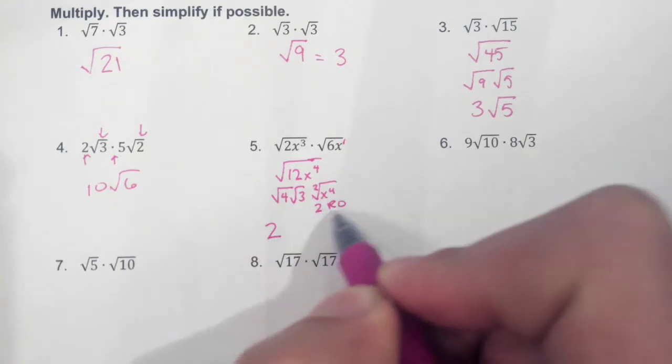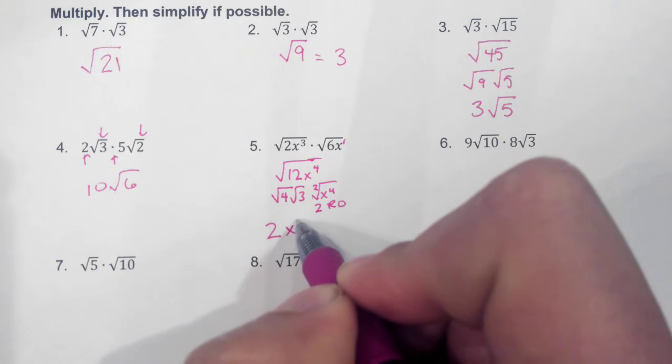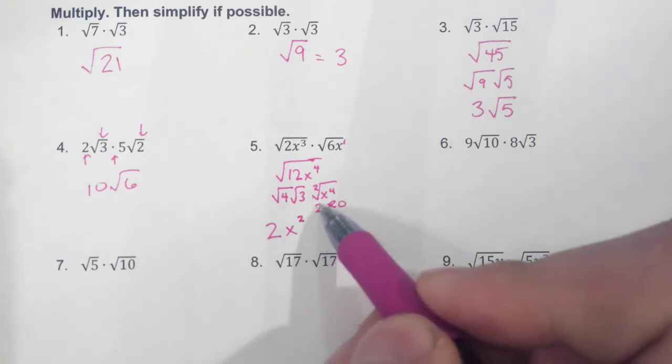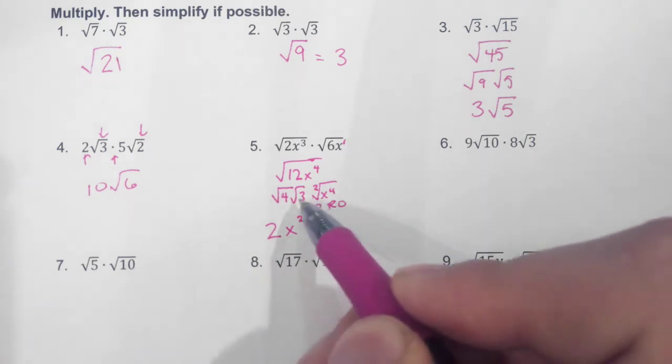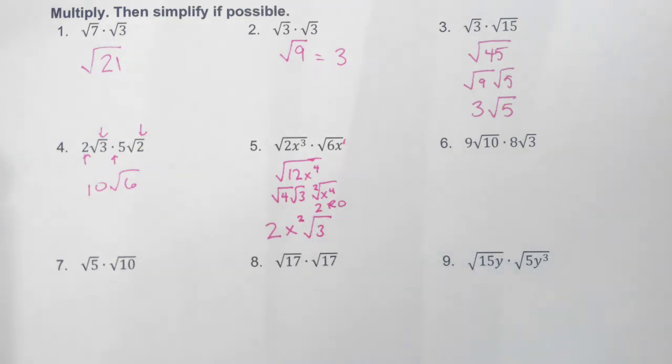I'm going to do this part as well. That's the exponents of the x outside, so that would be 2x squared because of that 2. And then the square root of 3, remainder 0, so there's no other things in there.